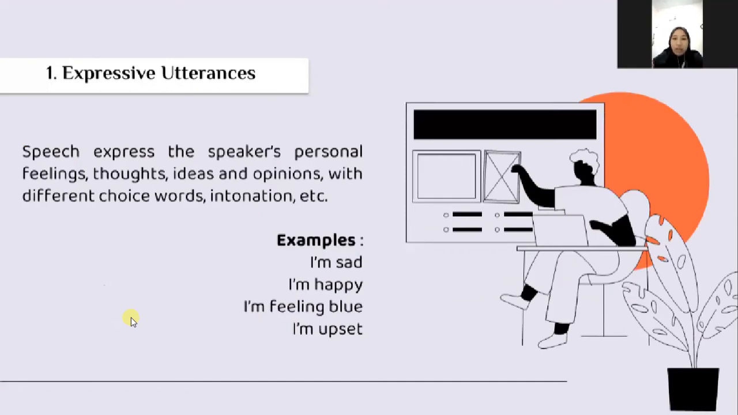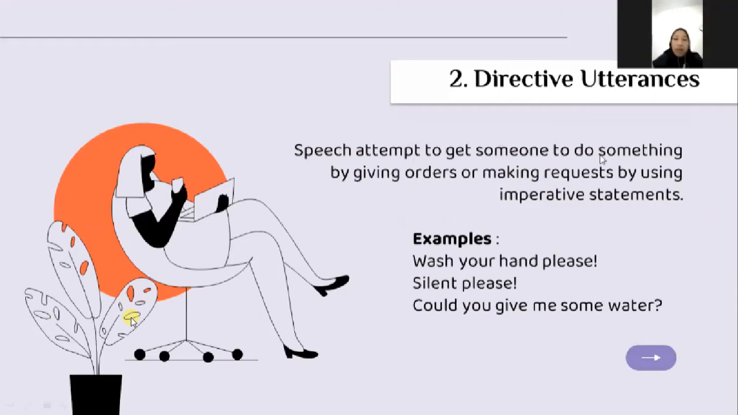Like expressive utterance. It means that speech expresses the speaker's personal feelings, like thoughts, ideas, and opinions, with different choice of words and intonation. This function serves the declaration of speaker's ambience. For example, I'm sad, I'm happy, I'm feeling blue, and I'm upset. And that's all material from me. And the next material will be explained by my friend. Thank you.